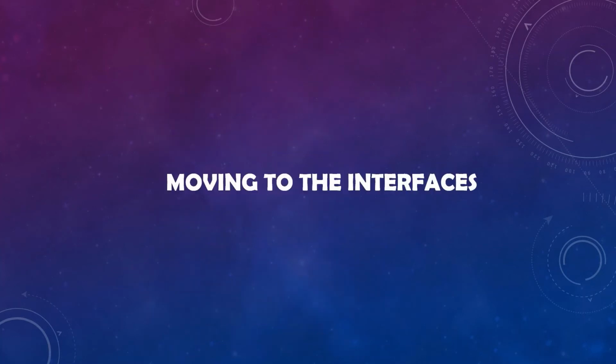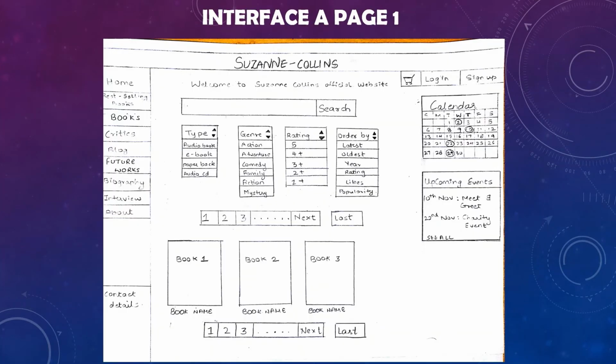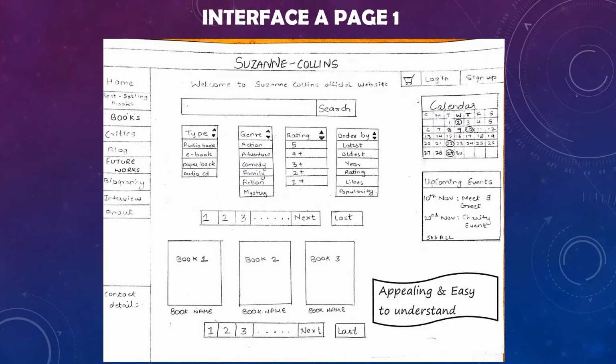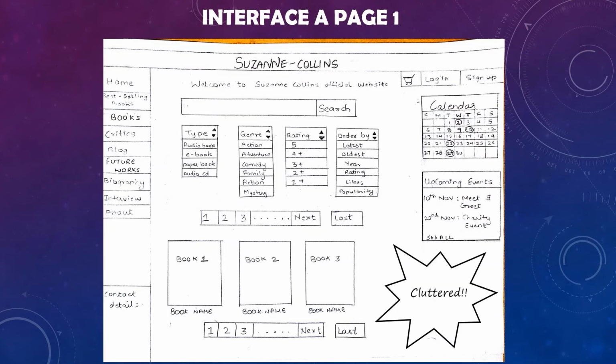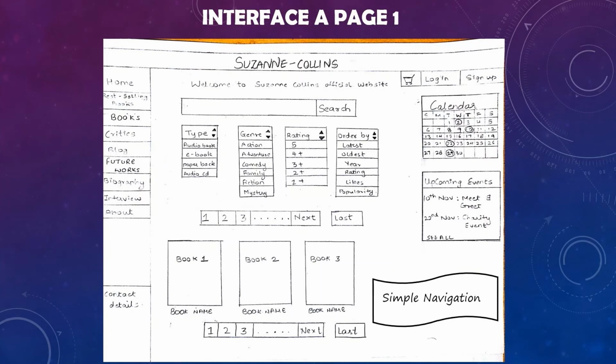Now, starting with interface A, the test subjects mostly had positive first impression of the interface and called it cleaner and more organized than the original website. Moreover, they found the interface appealing and easy to understand. They felt it was much easier to interact with the interface, though one subject found it cluttered. Furthermore, most test subjects considered the navigation to be simple and understood all elements of the interface without any explanation.